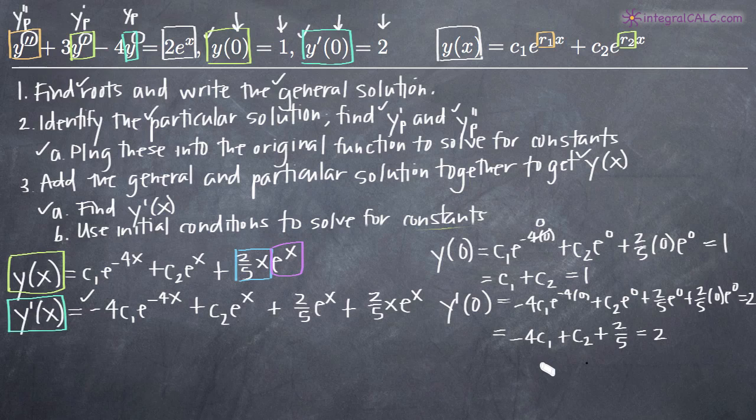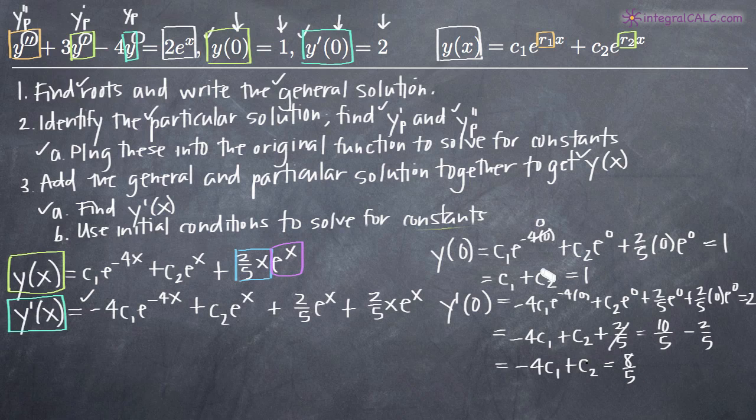So now let's go ahead and subtract 2/5 from both sides. So we'll get negative 4 c sub 1 plus c sub 2 is equal to, let's change this 2 here into 10/5, so we have a common denominator with this 2/5. So the 2/5 will cancel over here. We'll subtract 2/5 from this side, and you can see that over here on the right, we'll get 8/5.